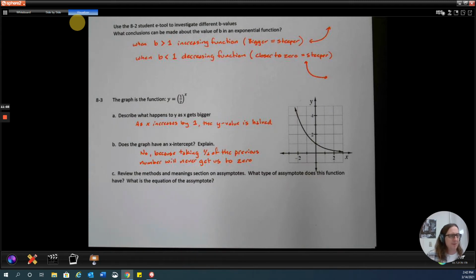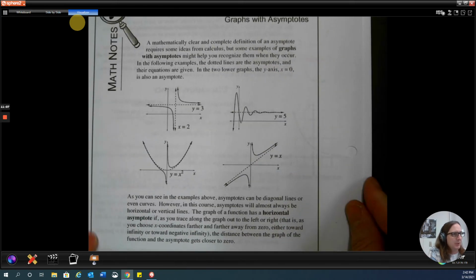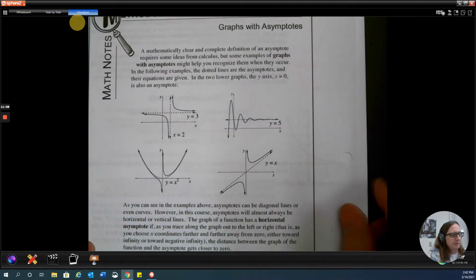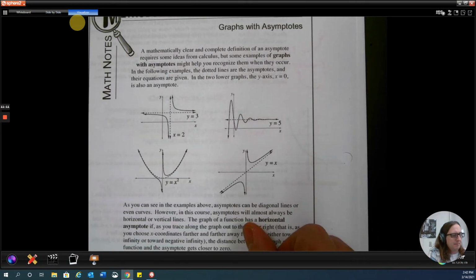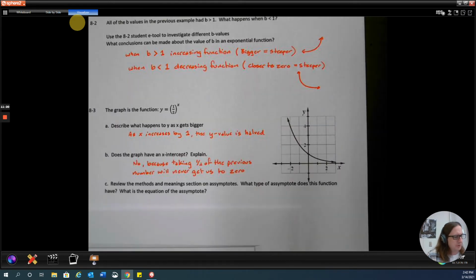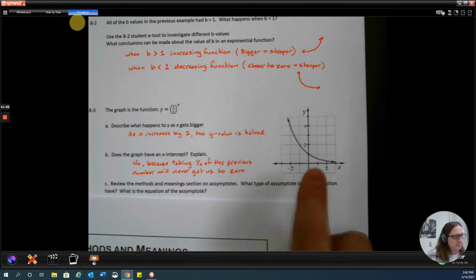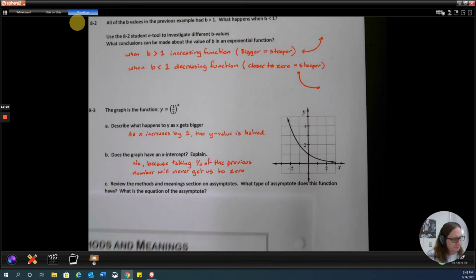So that brings up our methods and meaning section. This is in your book. This one is about asymptotes. And it states that you get deeper into asymptotes, especially when you get into calculus and other things like that. But for us, we can see that we've had our first brush with asymptotes. We had mentioned it earlier.